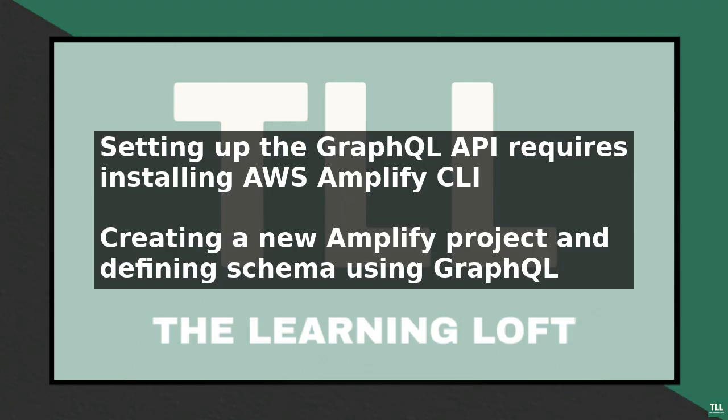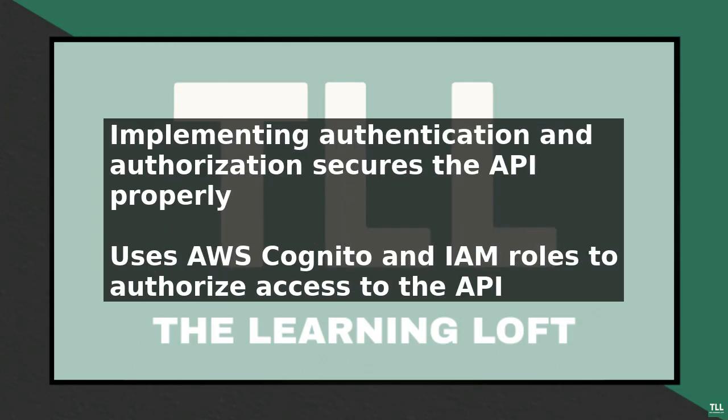Best practices. When working with AWS Amplify GraphQL API, there are several best practices to keep in mind. First, you should use a clear and consistent naming convention for your schema and resolvers. Second, you should use authentication and authorization to secure your API. Third, you should use caching and batching to improve performance. Finally, you should monitor your API usage and performance using AWS CloudWatch and other tools.